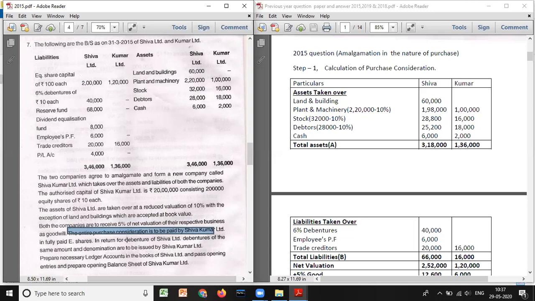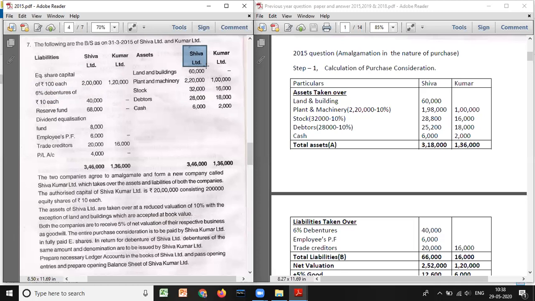Okay, in return, the debentures of Shiva Limited. Look at here, we have debentures now, and in return, debentures of the same amount and denomination are to be issued by Shiva Kumar Limited. Whatever debentures we have here, the same debentures have been issued in Shiva Kumar Limited also for Shiva Limited. Okay. And you have to prepare the necessary ledger accounts in the books of Shiva. Now Shiva is a vendor company, transferor company. That means you have to pass closing journal entries.